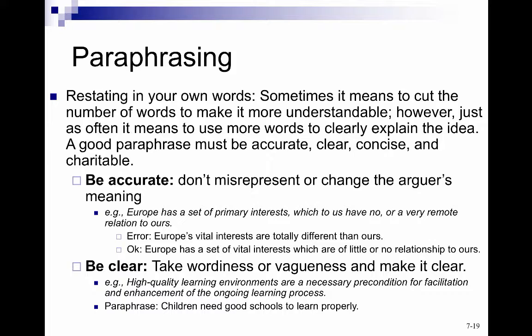Be clear. In the language chapter, I talked about the need to be precise to avoid ambiguity and vagueness. Clarity also involves not being too wordy. You need enough words to paraphrase, but don't go overboard either way. Here's a good example. "High-quality learning environments are a necessary precondition for facilitation and enhancement of the ongoing learning process." What does that mean? It can be paraphrased very simply. Children need good schools to learn properly.